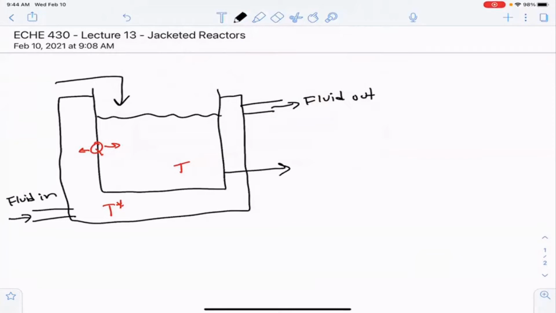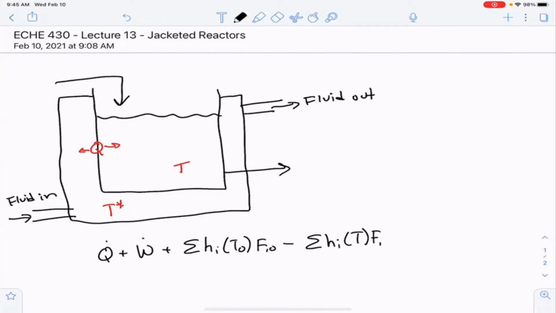And of course, our steady state open system energy balance was simply that Q plus W plus the sum of the enthalpy that is entering from flow minus the sum of the enthalpy that is leaving because of flow is equal to 0, right? And those are both the sum over i.